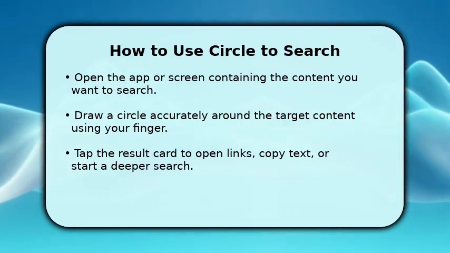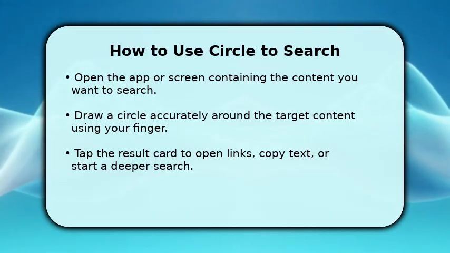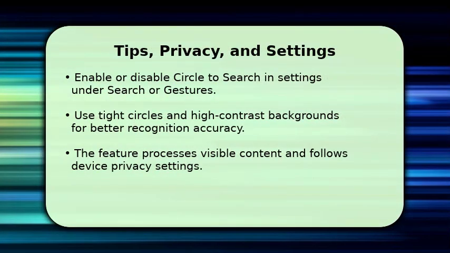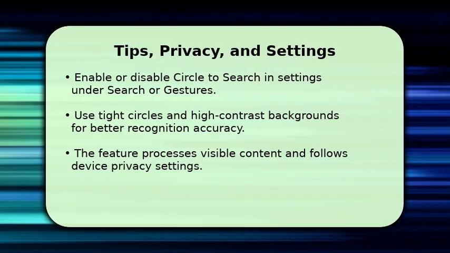Enable or disable Circle to Search in settings under Search or Gestures on your device. Check permissions to allow screen analysis and limit data sharing if desired. Use tight circles and high-contrast backgrounds for better recognition accuracy and fewer false matches.